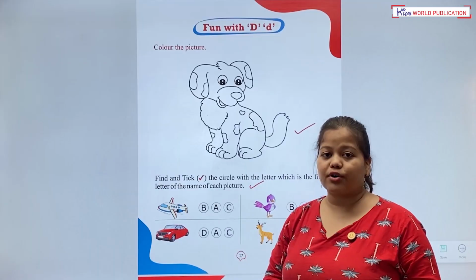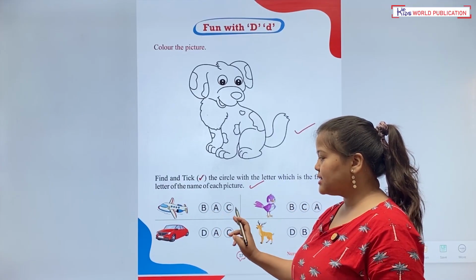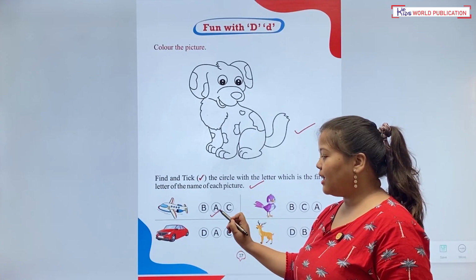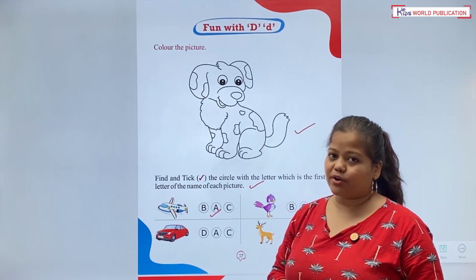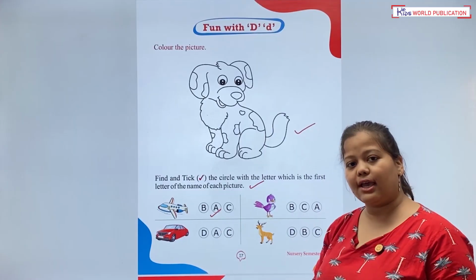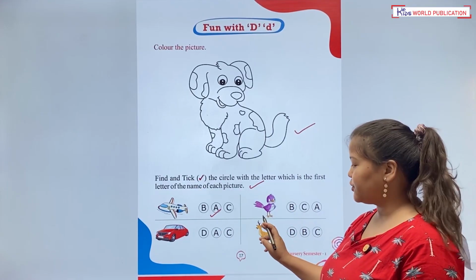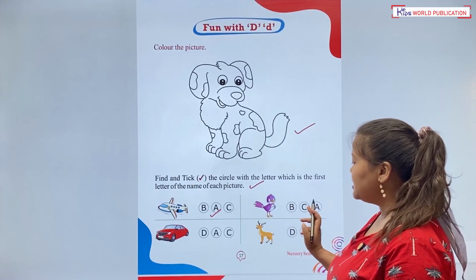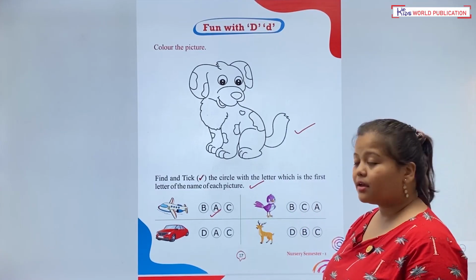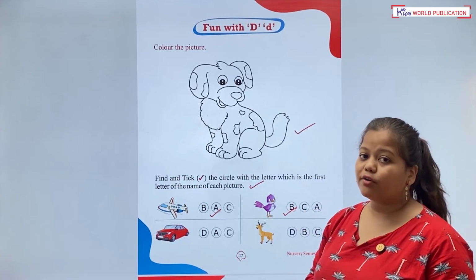This is the picture of aeroplane. B, A, C. A. A is the first letter of aeroplane. So we will tick the letter A. Bird. This is the picture of bird. B, C, A. The right answer is B. B is the first letter of bird.